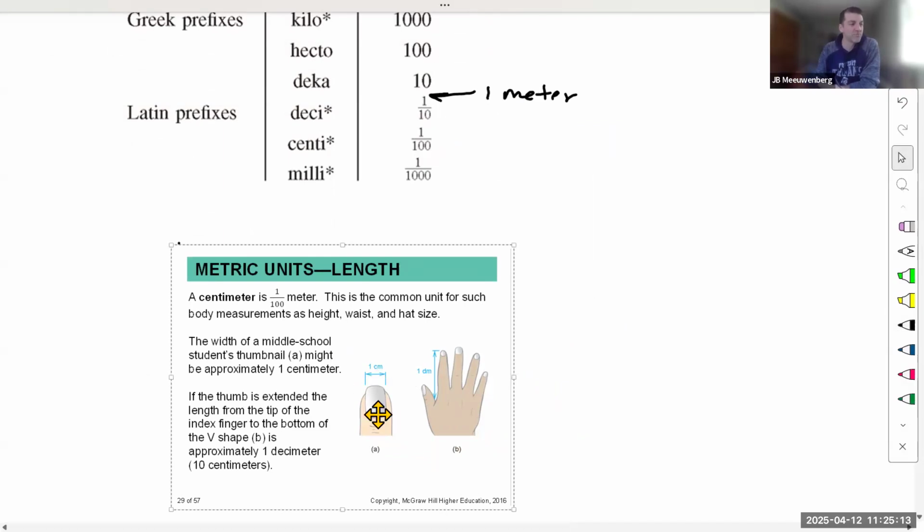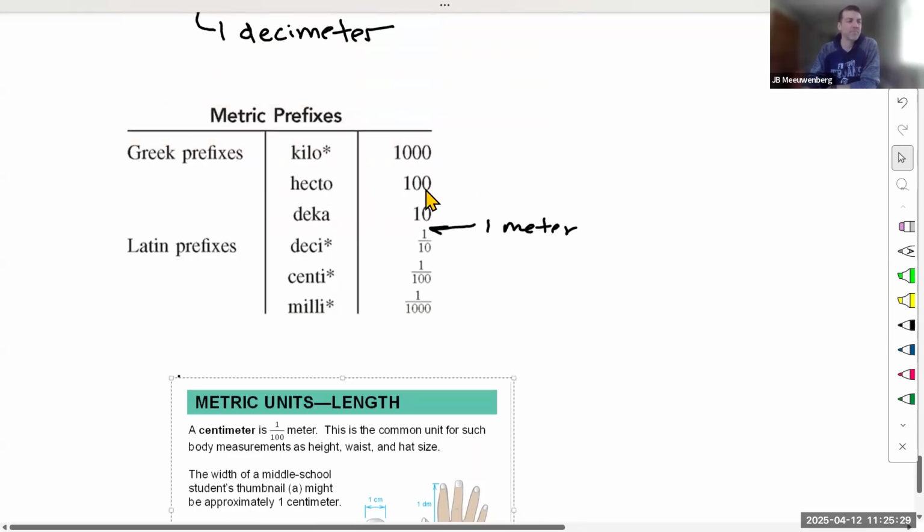Again, for kids, you might say it's the width of your fingernail. That's about a centimeter. The distance from the bottom of your thumb up to the top of your index finger is approximately a decimeter. These do have abbreviations as well.